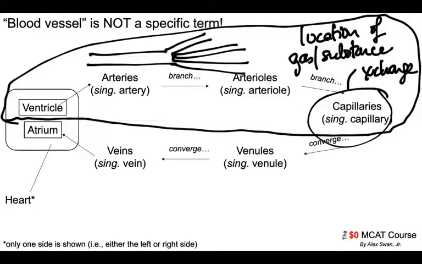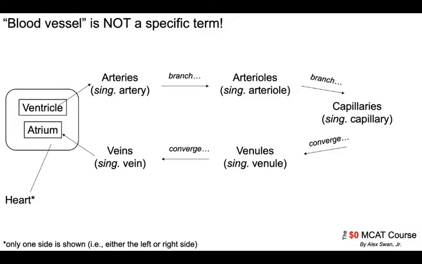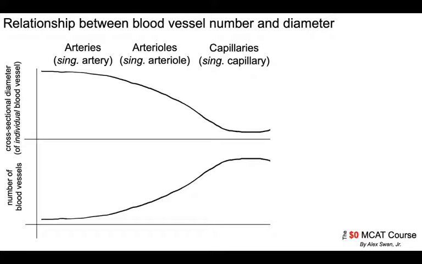So let's solidify this point using a graph that I made, right? This is pretty much the relationship, as you can see, between the number of blood vessels and the diameter of each blood vessel. We can see that as we go from arteries to arterioles to capillaries, the cross-sectional diameter of each blood vessel is going to progressively decrease, and it's going to reach its minimum when we're at the capillaries. The capillaries are the absolute thinnest type of blood vessel.